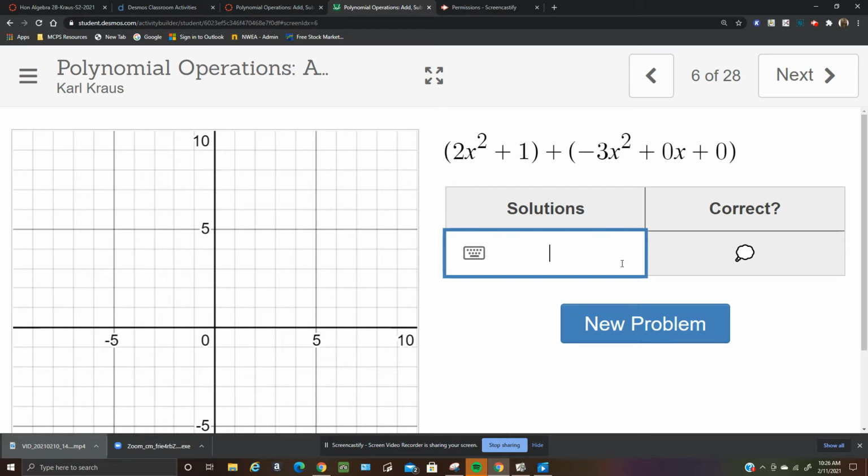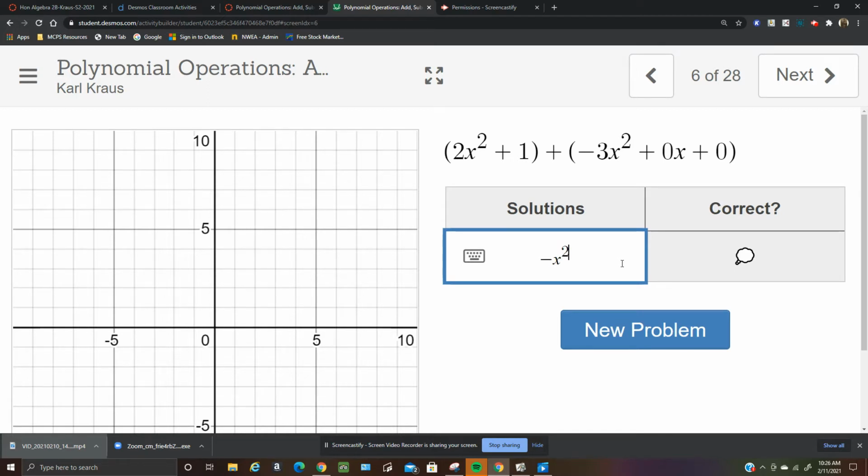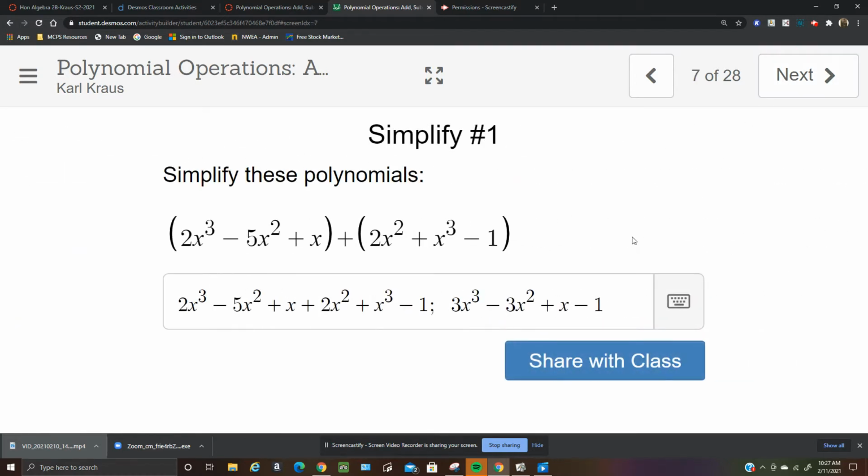So this one would be negative x squared plus 0x plus 1. All right, so you get the idea. If you have the right answer here, then you get the clapping symbol there. And then slide 7, just stripping away the parentheses there.